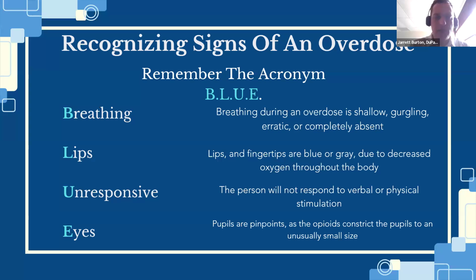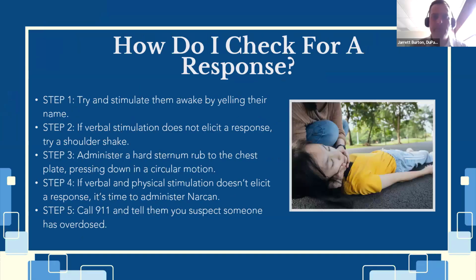the bloodstream. U stands for unresponsive. A person will not respond to verbal or physical stimulation. And then we also look for the eyes, and that's E. So the pupils are going to be almost like a pinpoint, as opioids constrict our pupils to a very, very unusually small size. So remember that acronym BLUE: breathing, lips, unresponsive, and eyes.